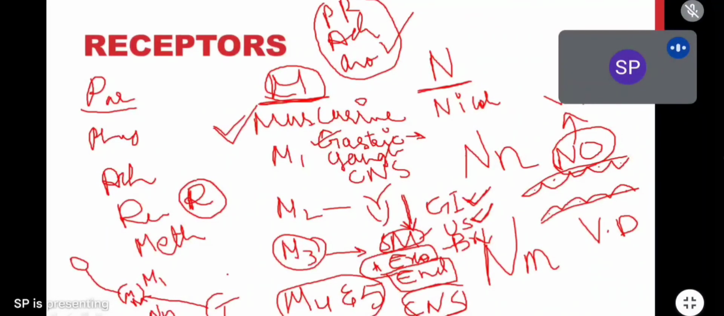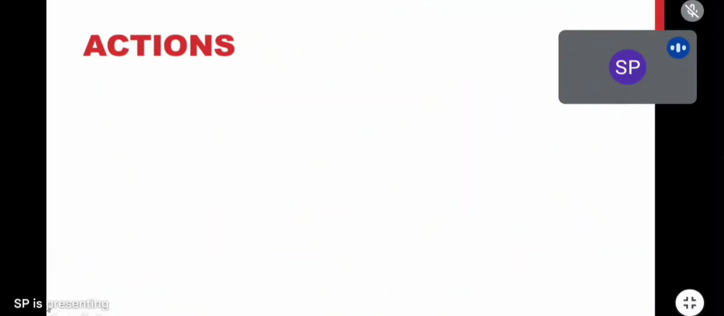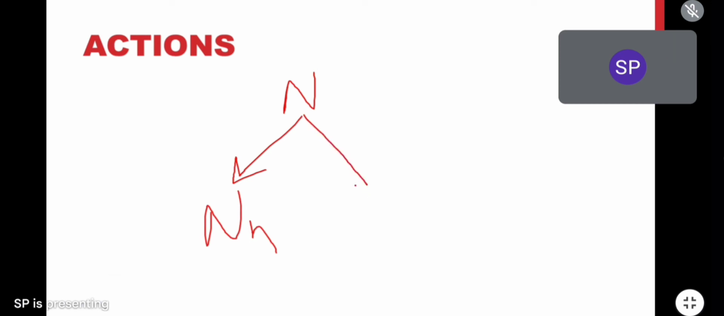Yes, M1 action also. The M1 receptor in the CNS also causes the same cognitive power. Now we will go to the nicotinic receptors. We have NN and NM. Nicotinic receptors, we have NN, right? And NM. This is very important, really very important.